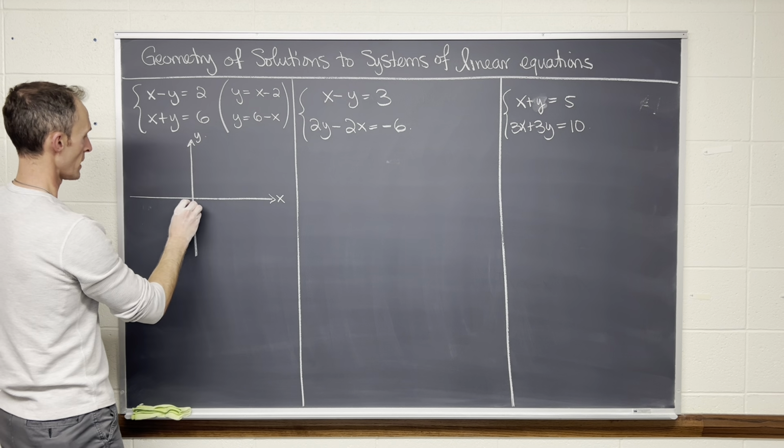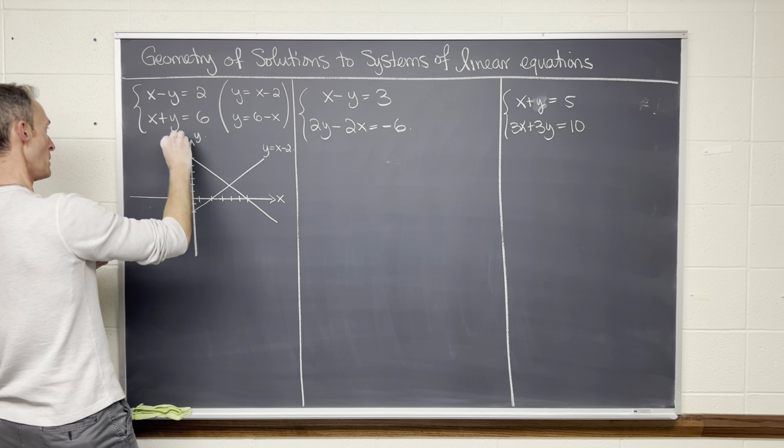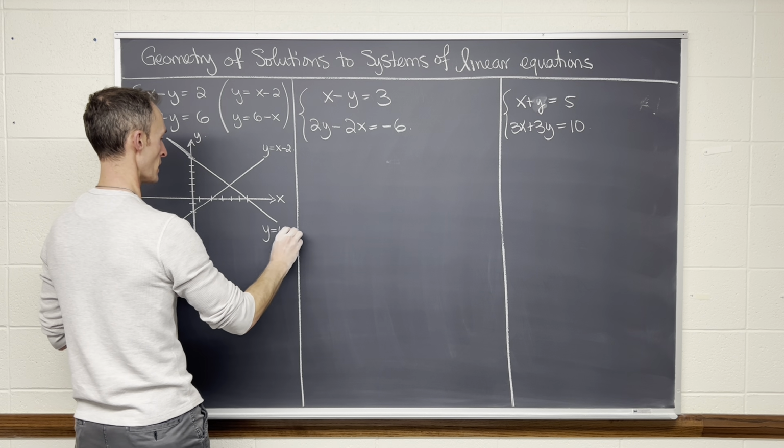And then this one says, okay, go up to 6, 1, 2, 3, 4, 5, 6. And then go down 1 over 1, so that's 2, 3, 4, 5, 6. So that's going to be something like that, maybe. And maybe I pulled this off, I don't know. This is y equals 6 minus x.